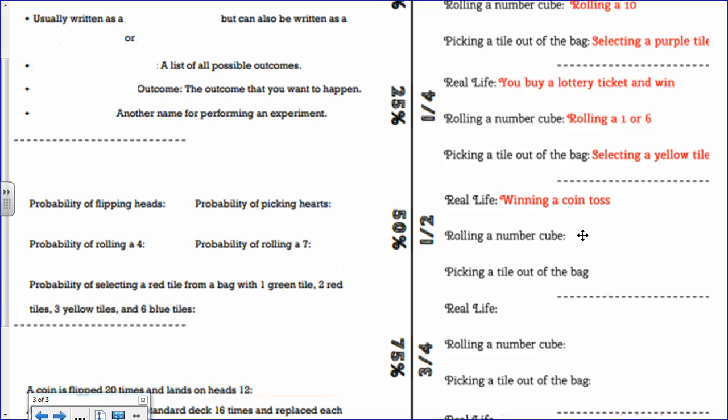Rolling a number cube, it would be rolling a prime number. There are 3 prime numbers on a number cube. The numbers 2, 3, and 5 are all prime. So there's a 50% chance of rolling a prime number. And back to our bag, selecting a red or a yellow tile will give you a 50% chance.